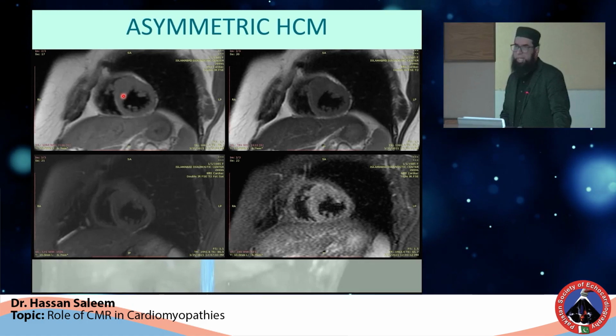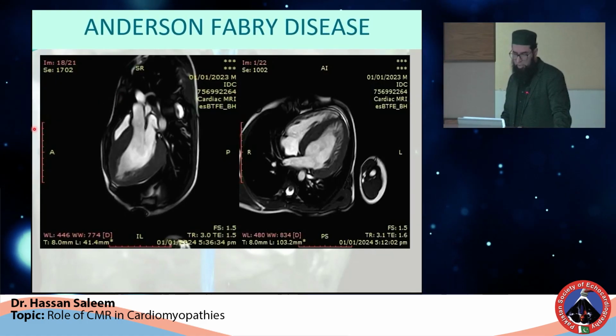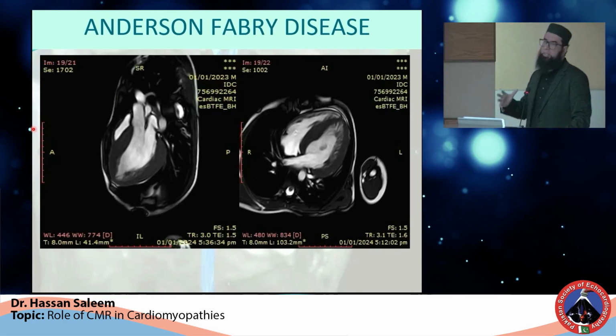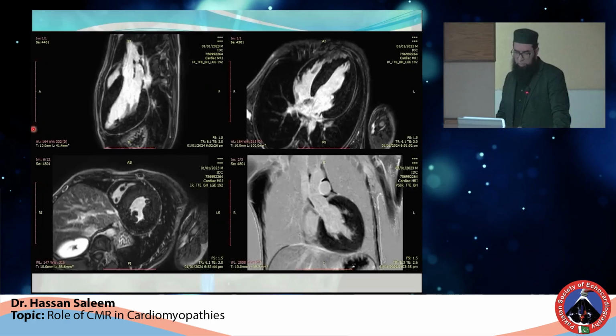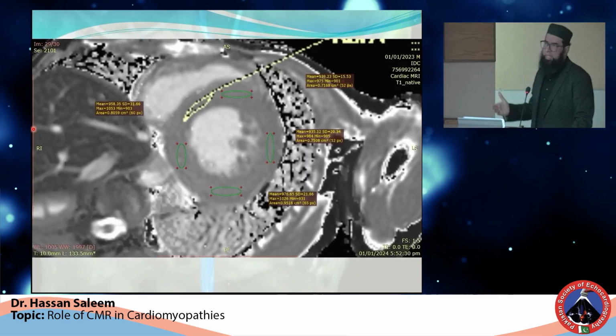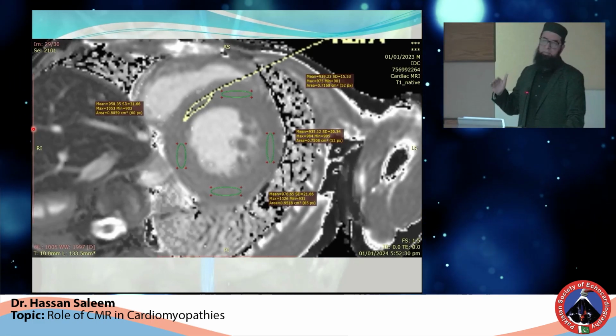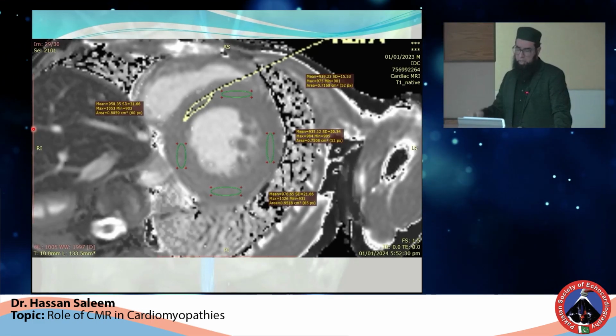Then asymmetric HCM, that's a straightforward diagnosis on MR. Anderson-Fabry disease, a young guy, I think it was a child around 10 years of age, presented with a very thick myocardium. There was no LGE. Then again, T1 mapping helps you. The T1 mapping value was on the lower side, and that helps differentiate between HCM and Anderson-Fabry.